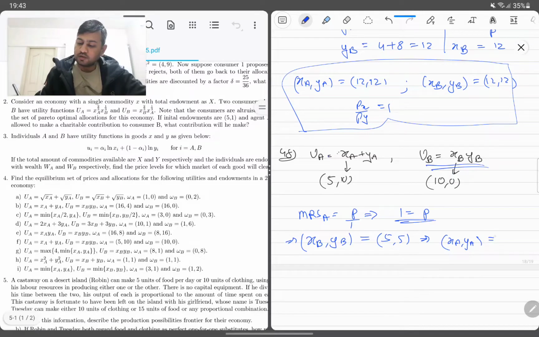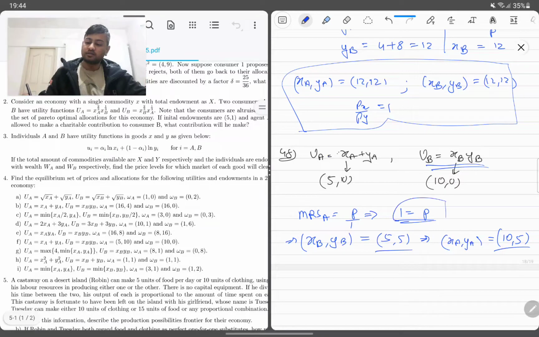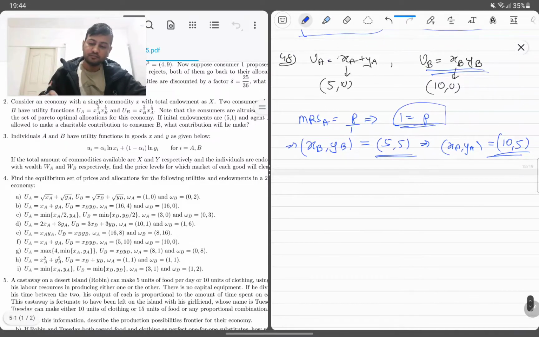So if you subtract 5 from this person's total, this is 5 comma 5, so this person will be at 10 comma 5. Okay, here you have a point inside the Edgeworth box, so there is no contradiction at all. So the final answer looks like this: P equals 1 and endowments are 10 comma 5 and 5 comma 5.